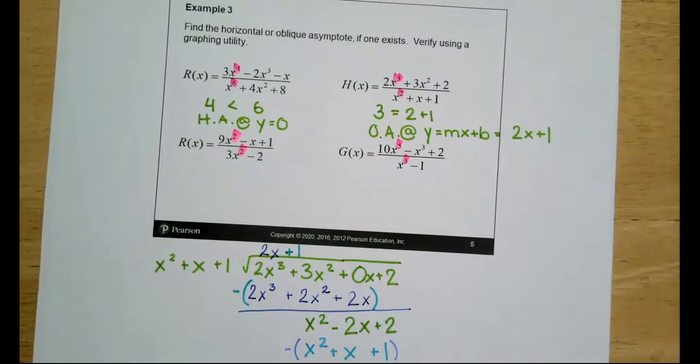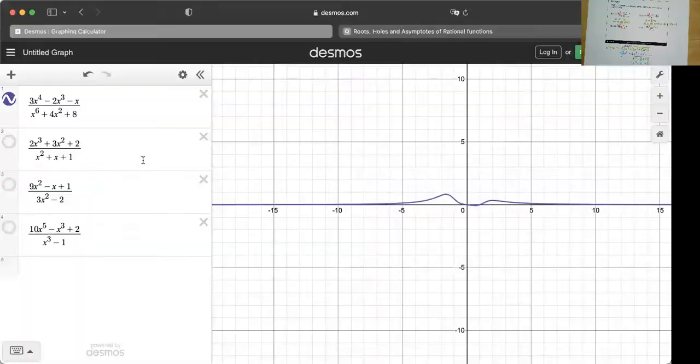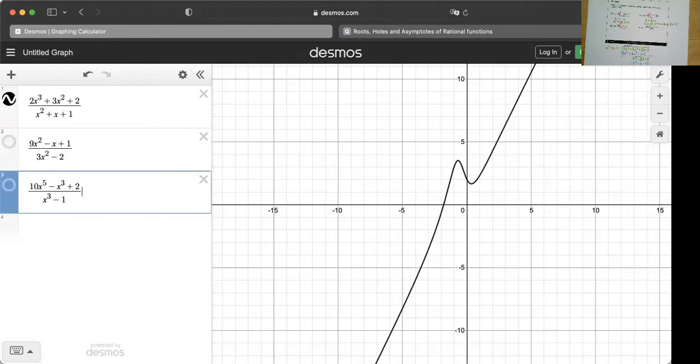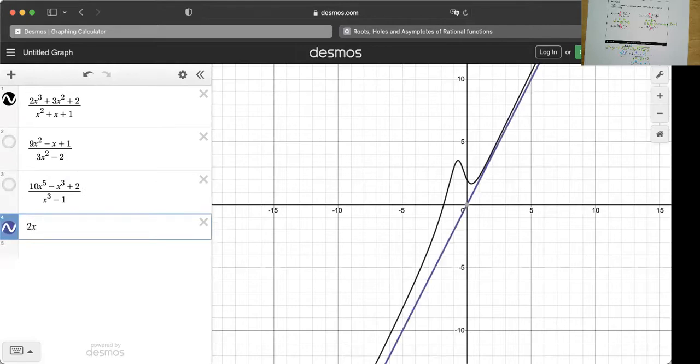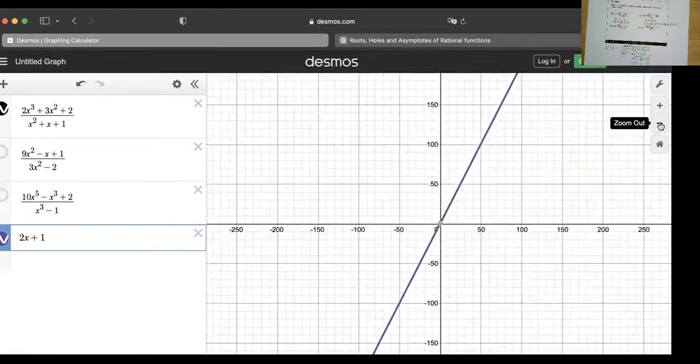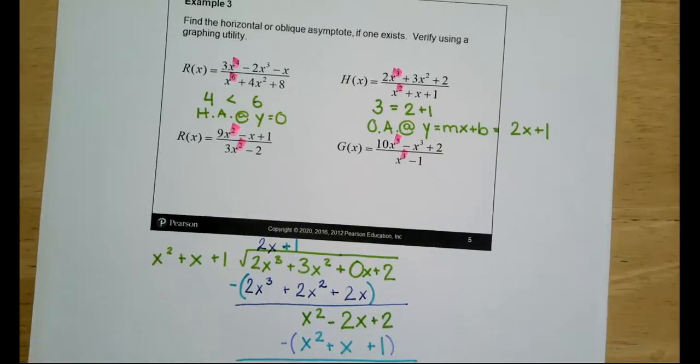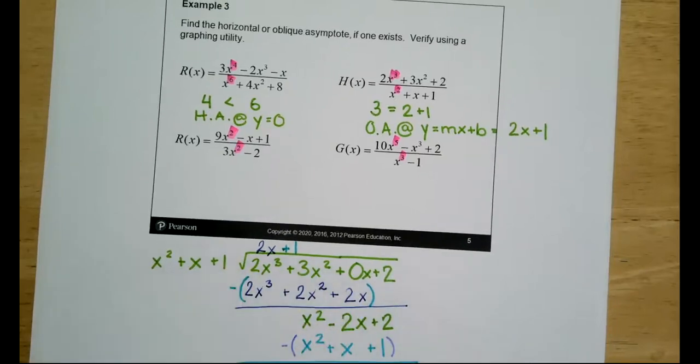Okay, let's see if we are correct. So that is this graph, not that one. Is the end behavior following the line y equals 2x plus 1? Let's find out. Are we following that line? I would say yes, we are. So I know division is not easy, but at least you can stop as soon as you get 2 terms.